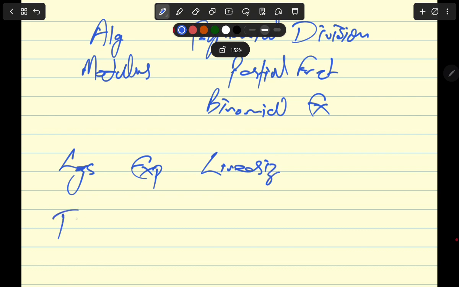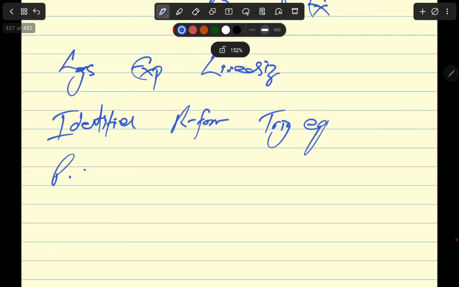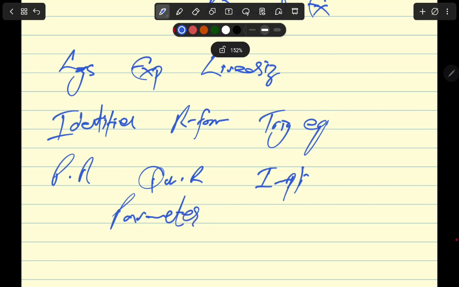Then we moved to trigonometry. We did the identities under that, we did the R form, auxiliary angle form. We also did the trig equations as they test you in the exam. And then we started calculus. We did the product rule. We did the quotient rule. We did implicit differentiation. And today we completed the differentiation part of calculus after concluding parametric differentiation, right?